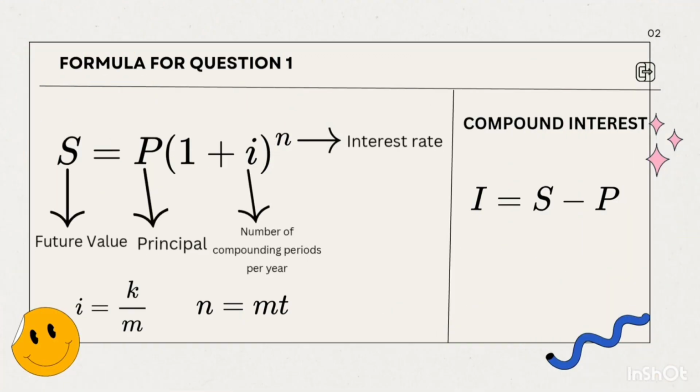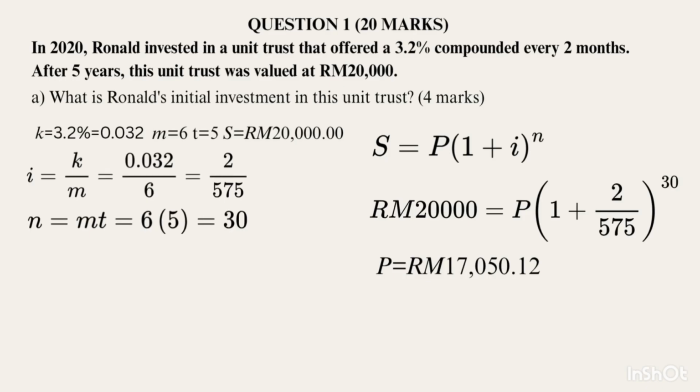So we'll be using this formula for question 1, which is S equal to P(1 plus I) to the power of N, and compound interest for topic 3, which is I equal to S minus P. S is the future value, P is the principal, I is the number of compounding periods per year, and N is the interest rate. I is also known as K over M, and N is also known as M multiplied by T. So we will start with question 1.